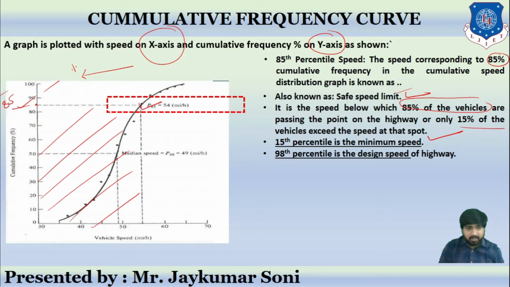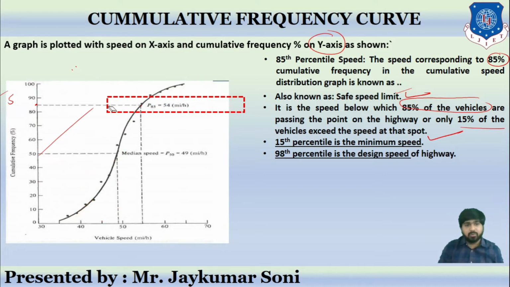And there is another thing. Let me show it for you. It is like this, somewhere over here. If I plot the graph like this, then this point is called the 98th percentile speed, and that is called the design speed of highway.